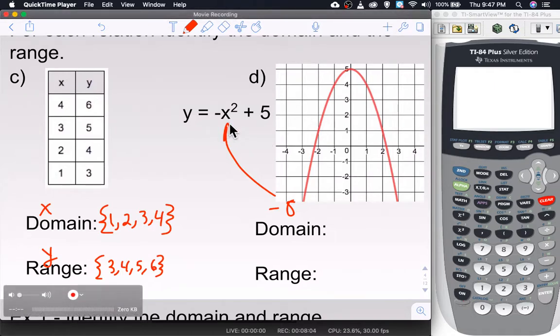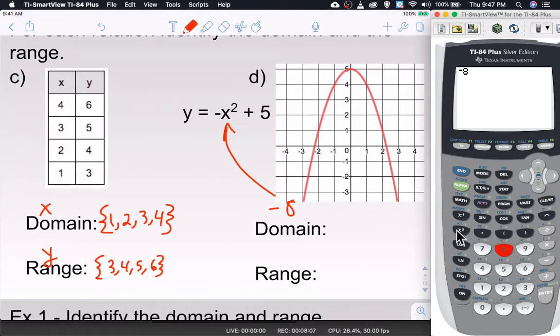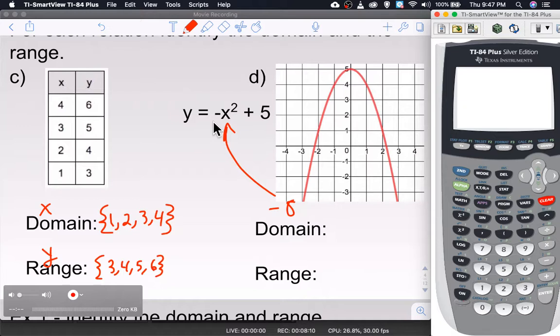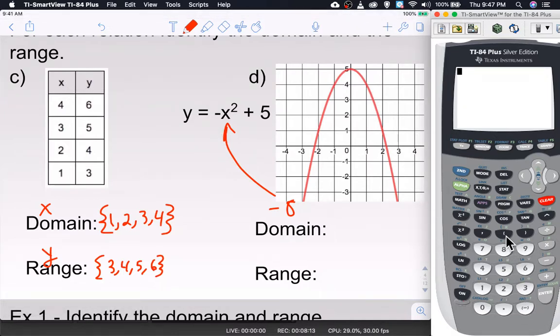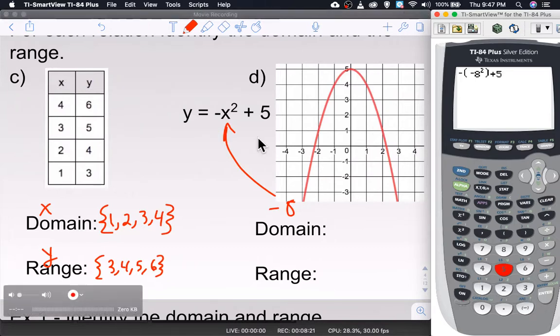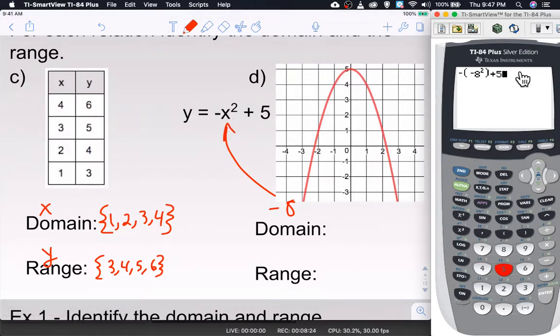Well, calculator, negative 8 squared. Actually, I'm going to try to type in this whole thing in the calculator. So negative parenthesis, negative 8 squared, close parenthesis, plus 5. There we go. So there's the negative out front, the negative 8 for x. I square it, plus 5. Actually, I think my exponent's in the wrong place. Delete. Over here, second insert, squared. There we go. I do get a value.